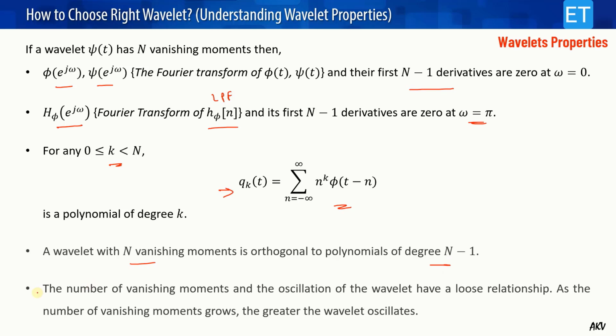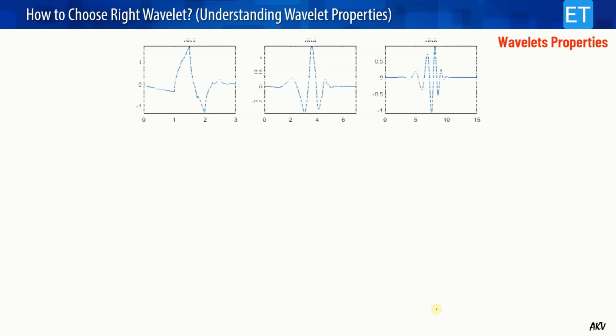So here we have one important observation, that the number of vanishing moments and the oscillations of the wavelet have a loose relationship. As the number of vanishing moments grows, the wavelet oscillations also grow. This you can see in this figure. We have 3 wavelets for comparison. One has number of vanishing moments 2, one has 4, and one has 8. You can see that as n is increasing, the oscillation of the wavelet is also increasing. The first has less oscillation, and you can see that dB8 has the highest oscillations.